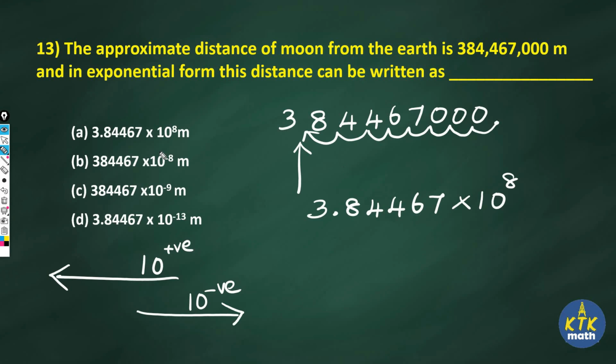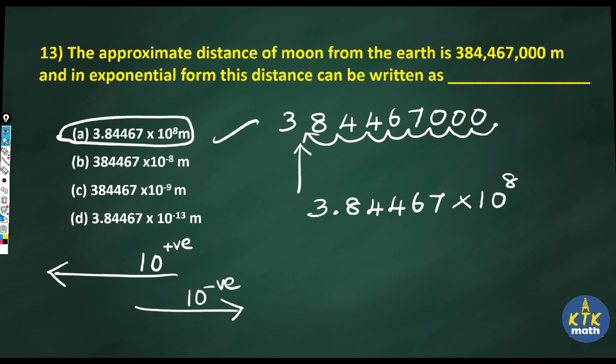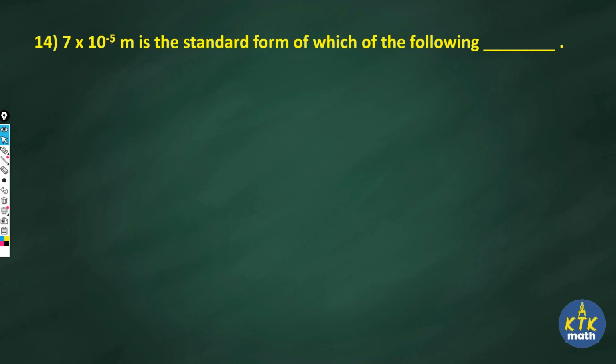So for this question, as of now, your answer is option A. So that's it with your 13th question. In these concepts, everything is going to be based on how many jumps we are taking for the decimal movement. Now let's move to the 14th question. Question number 14: 7 into 10 to the power minus 5 is the standard form of which number?